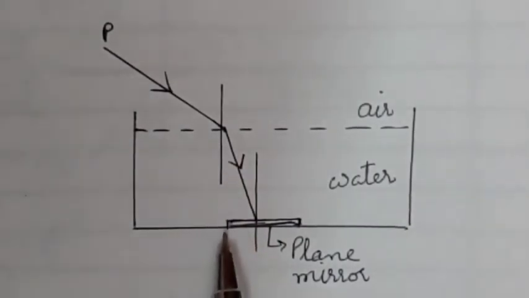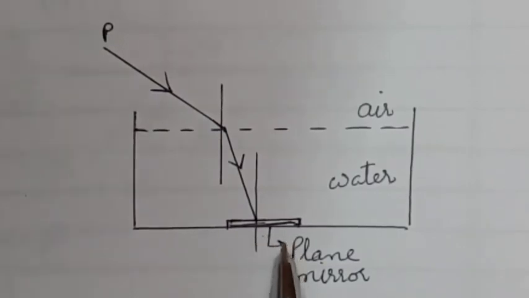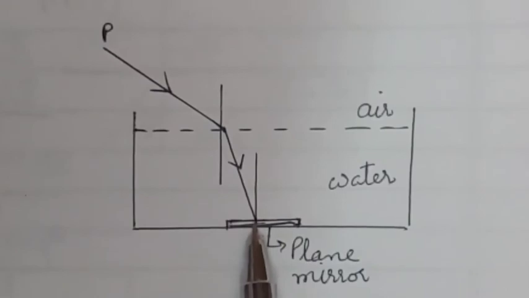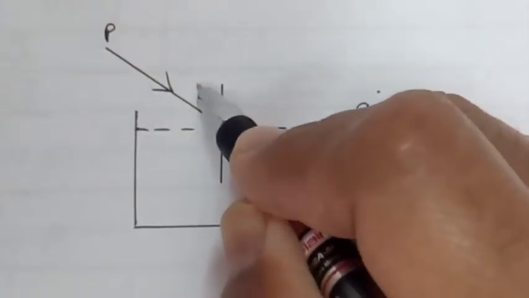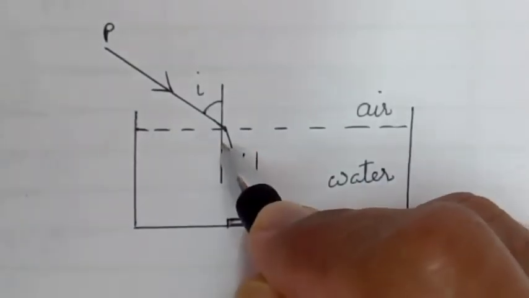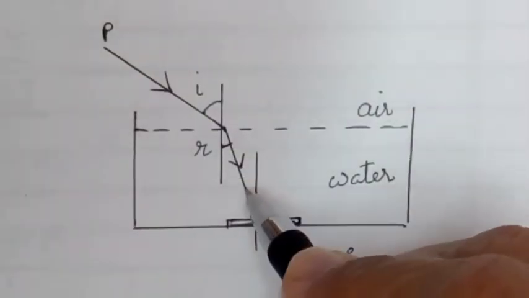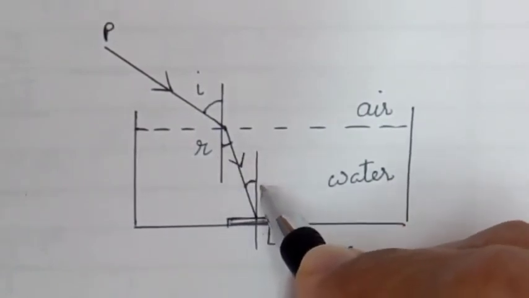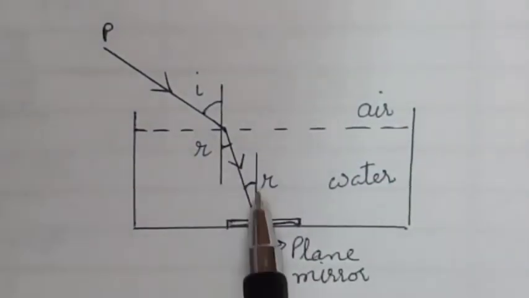Now here we have kept a plane mirror. A plane mirror is kept at the bottom of the beaker. When the ray strikes at an angle, it gets reflected. So here is the angle of incidence I. This is the angle of refraction R. Now this is R, this is also R. I've told you before also while doing the glass lab. This is R, this is also R, being alternate angles. These two normals are parallel. So R and R are the same.